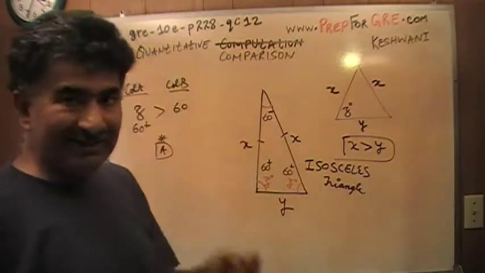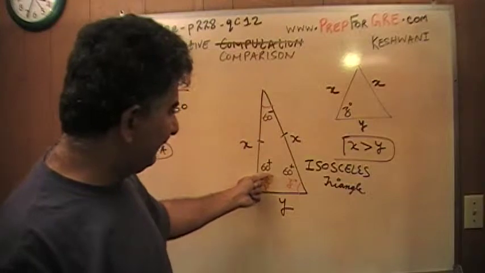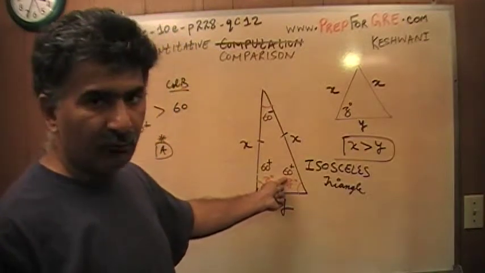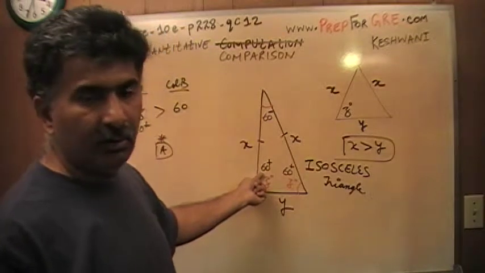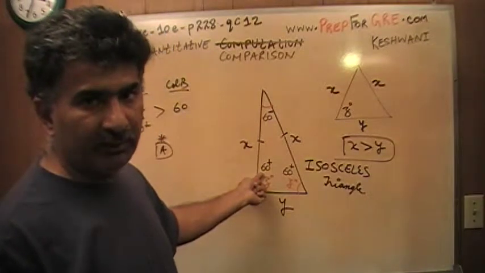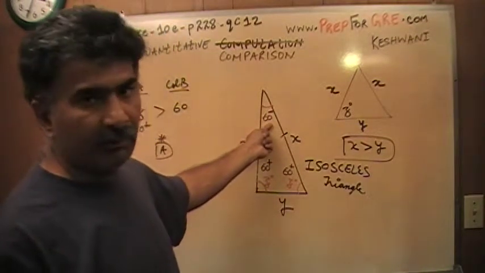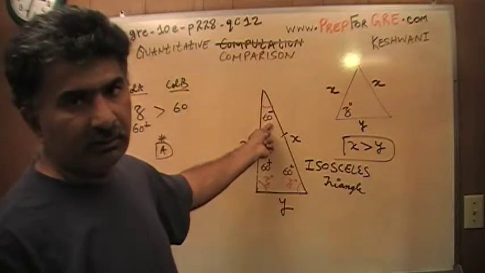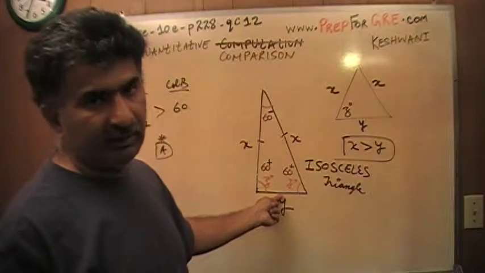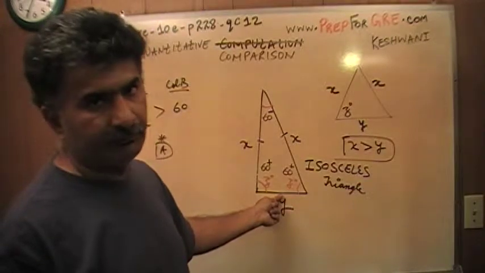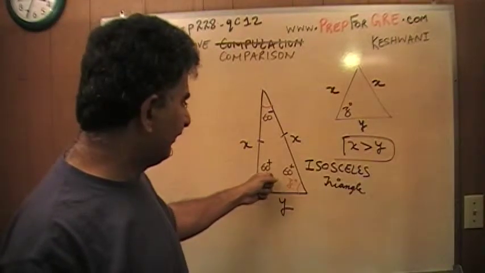Z also cannot be less than 60, because if z were less than 60, this is also z. This would also be less than 60. Something less than 60 and something less than 60 would add up to something less than 120, which means this top angle would have to be something more than 60. That is not possible. The angle facing the smallest side in the triangle cannot be the largest angle. It's not possible. Therefore, this angle has to be more than 60.